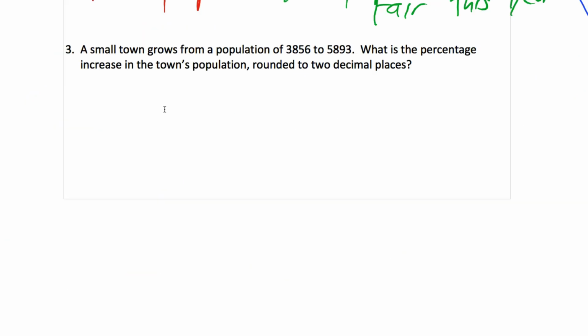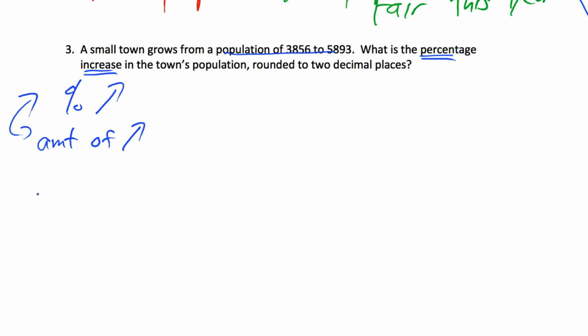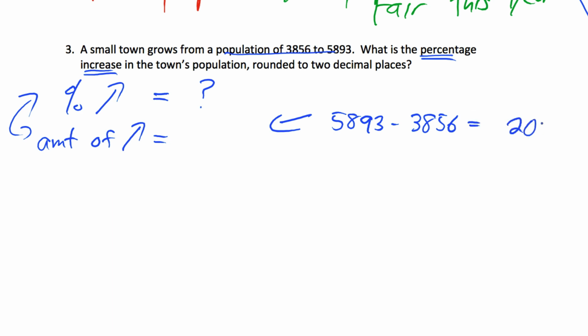Our next example, we have a small town whose population is growing, and we want to know the percentage increase. Because we want to know the percentage increase, we will need to know the amount of the increase, because the percentage and the amount always go together. So we don't know the percentage increase. The amount increase would be the difference between the populations, the new population and the original population. And if you calculate that out, you get 2,037 people.